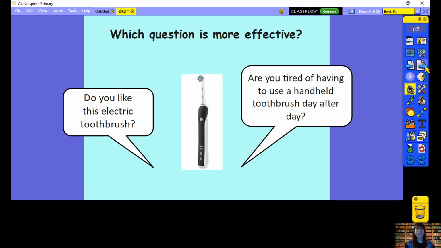So let's have a look at rhetorical questions in action. I have two questions here. I want you to read them yourself and then have a think about which one is more effective, which one is better at persuading you that you need this product, which in this case is a toothbrush.